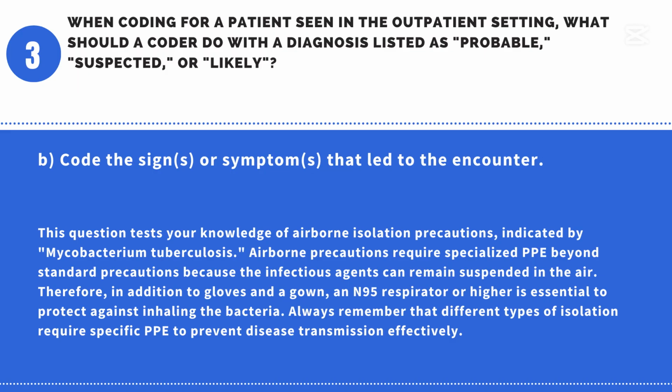This question highlights a key difference in coding for outpatient versus inpatient settings. In the outpatient setting, coders must not code diagnoses listed as uncertain, such as probable or suspected, but instead report the signs, symptoms, or abnormal test findings documented. For instance, if a patient is seen for chest pain likely due to a heart attack in the outpatient clinic, you would code the chest pain, not the heart attack. This guideline is crucial for ensuring code assignment reflects only documented, confirmed conditions in the outpatient setting.